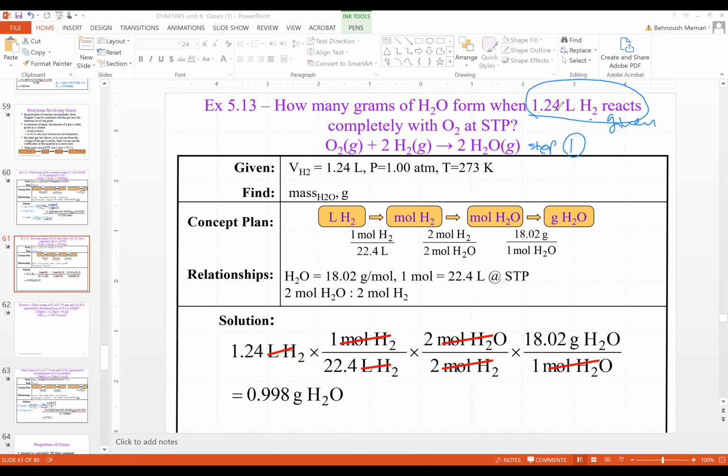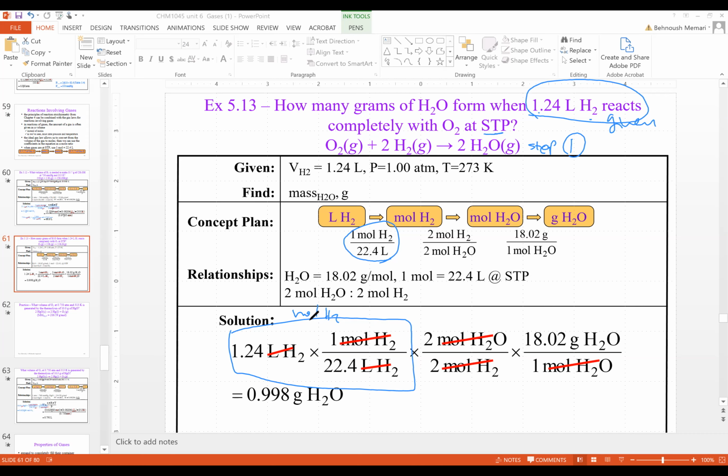But what is given is the volume of H2, not the moles of H2. We need to find the moles of H2. Because it says STP, and 1 mole of H2 gas is 22.4 liters of H2, we can change that to the number of moles by dividing by 22.4, or we say 1.24 times 1 mole over 22.4. This would give us the moles of H2. This was step two.